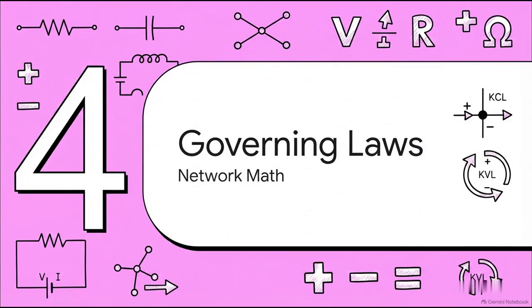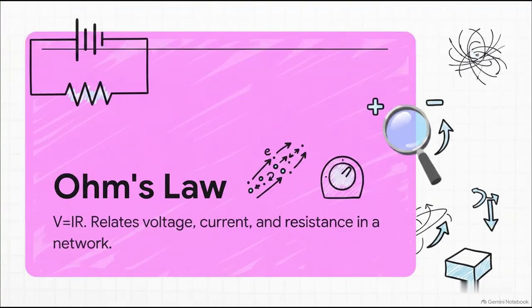Section 4. Governing laws. Once you wire these components up, everything starts with Ohm's law, V equals IR. Connect a battery to a resistor, and that battery creates a potential difference, an electric field in the path.